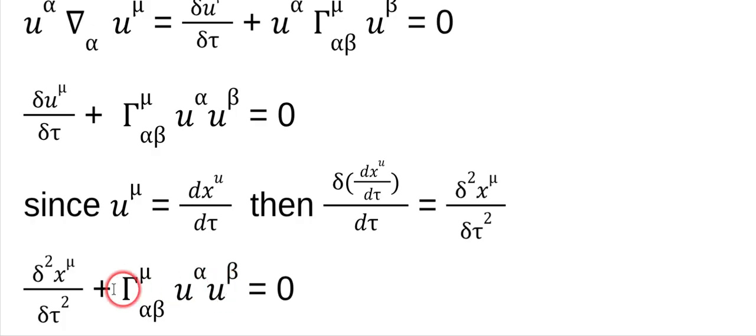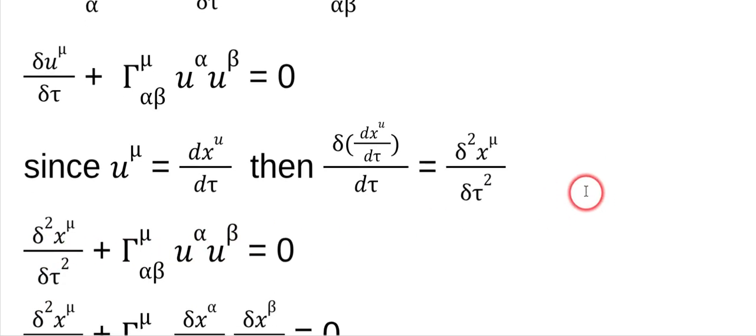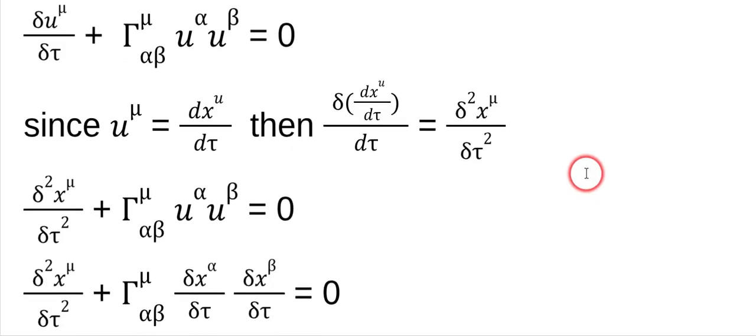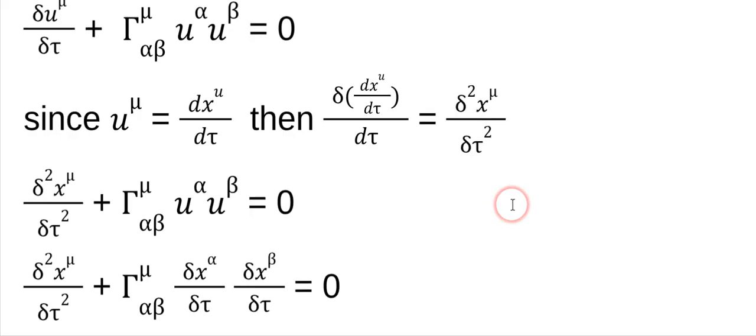Now, this might not be the form you're used to seeing it in. Here might be the way you're used to seeing it, because what is u alpha? That is the change in x alpha with respect to tau. What is u beta? The change in x beta with respect to tau. This is probably the form you're used to seeing it in. Anyway, I thought that was so much easier than the normal way to do it.